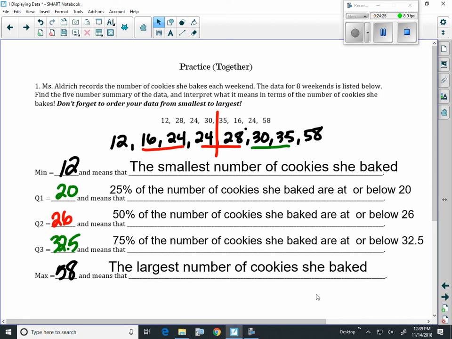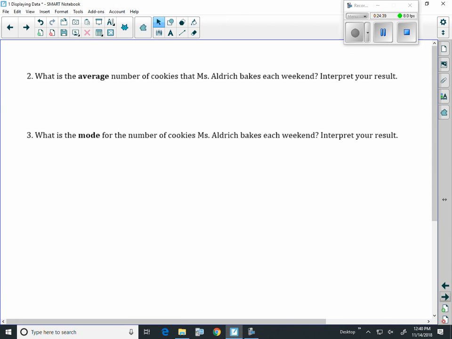Can there be 32.5 cookies? No, it's just the data. Think about it. Maybe you don't have enough batter, so you can only make half a cookie. There you go.